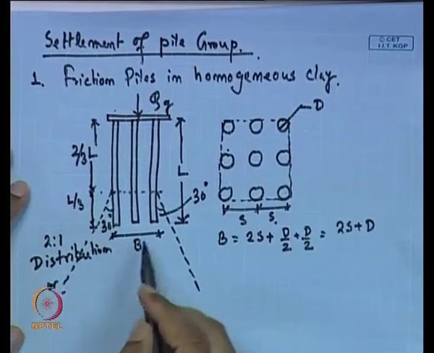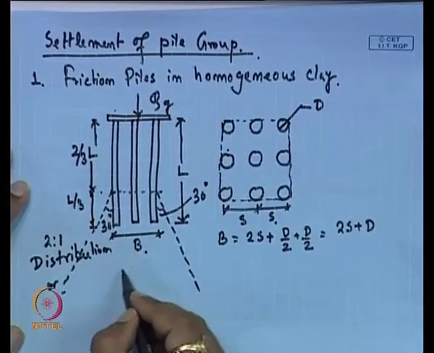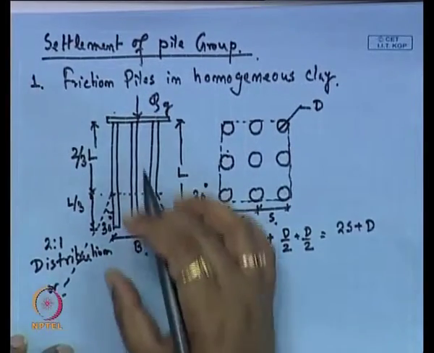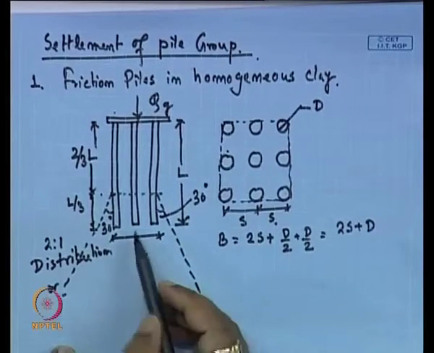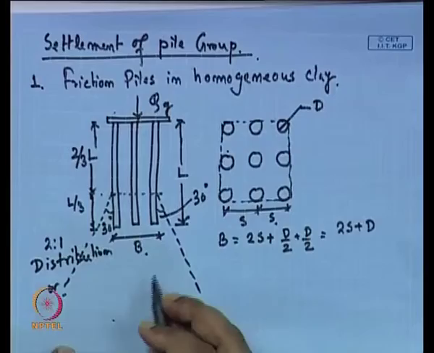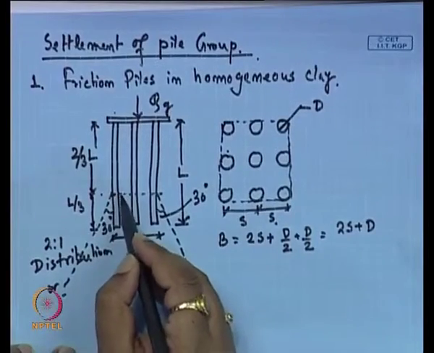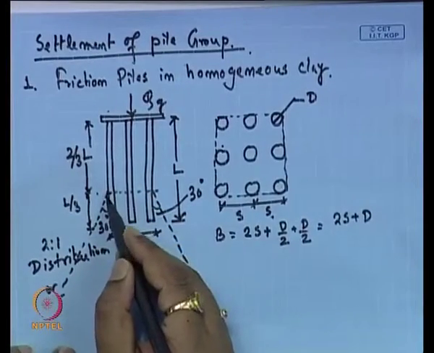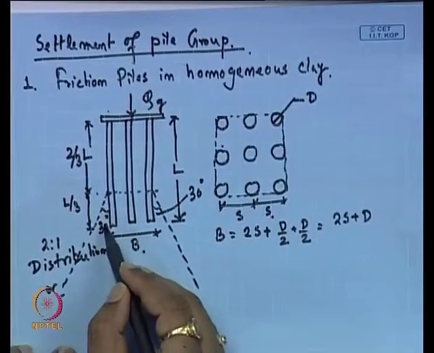So, then this total influence zone will be twice B, and then we can divide that part into a number of segments, and at the center of each segment we have to calculate the stresses, and then we will calculate the settlement as we have discussed for the raft settlement calculation, as if that raft is placed at a depth of 2/3 L from the top of the pile, and this load is distributed at 2:1 distribution or at an angle of 30 degrees.